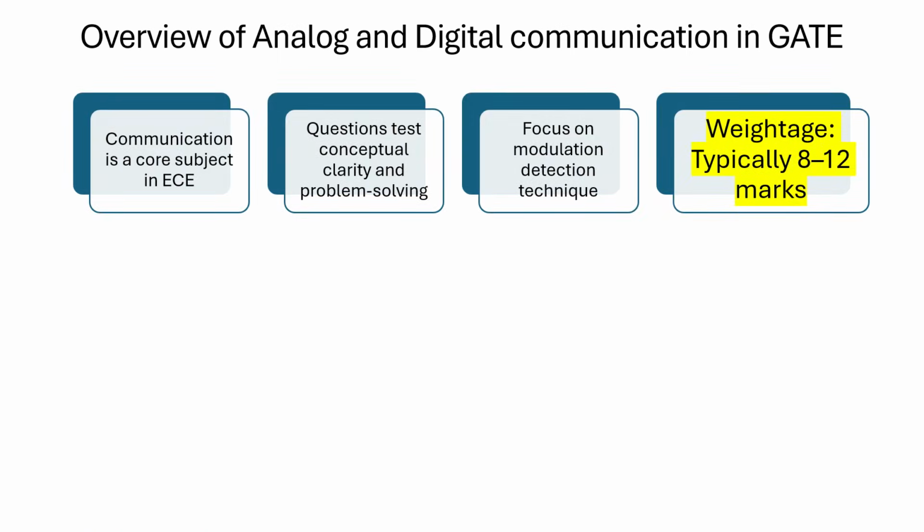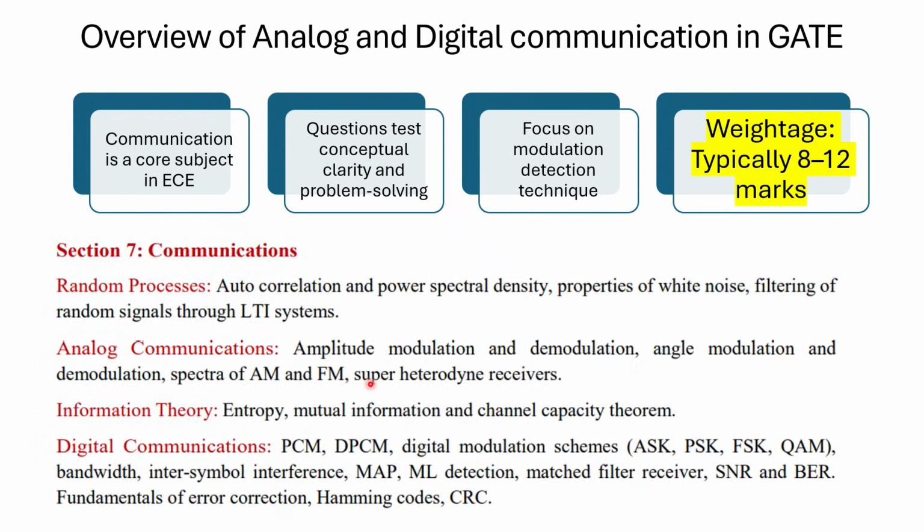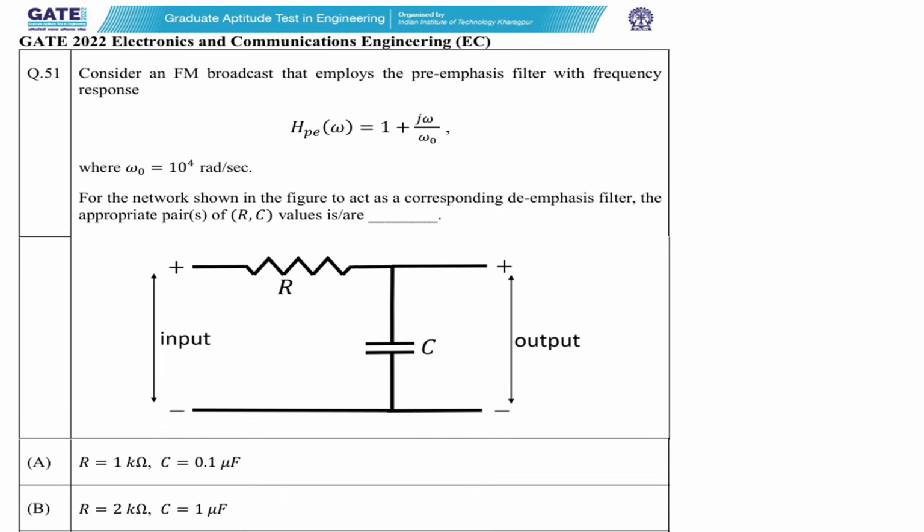So here is the overview of your analog and digital communication. In this session, we are going to take the questions particularly from analog communication, particularly from the superheterodyne type of receiver, right? So let's take the question now.